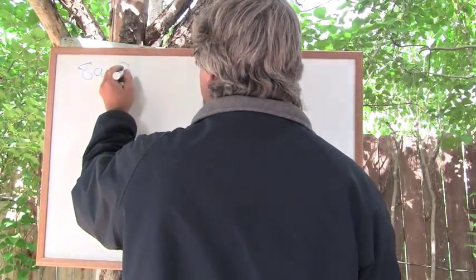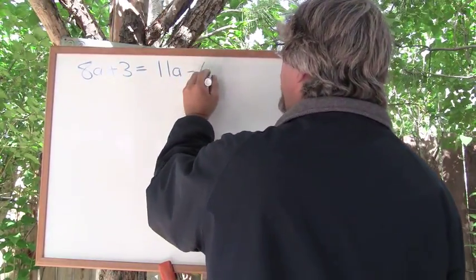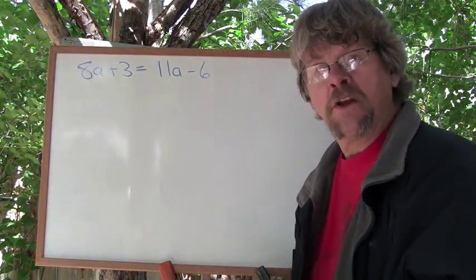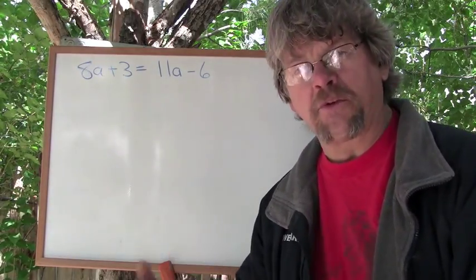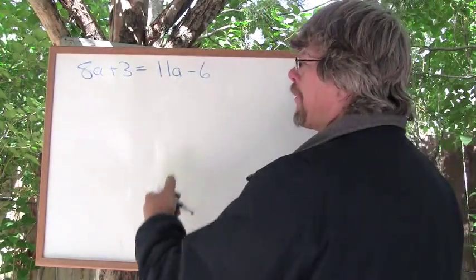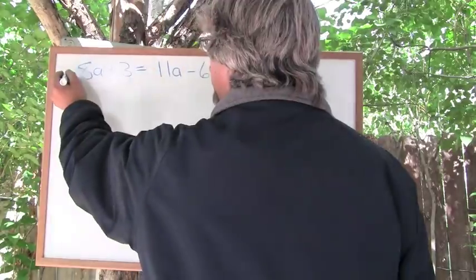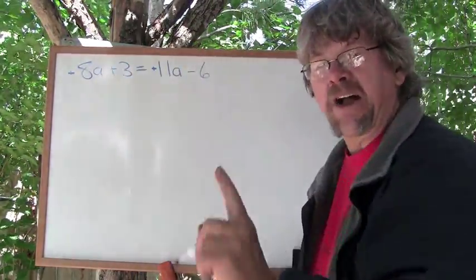8a plus 3 equals 11a minus 6. Same principle. We want to get the a on the same side of that equal sign together. How do we do that? By doing the opposite of what it is. Now this is a positive, and this is a positive. We don't normally write the positives on there.